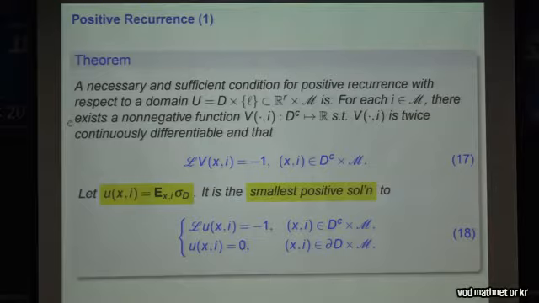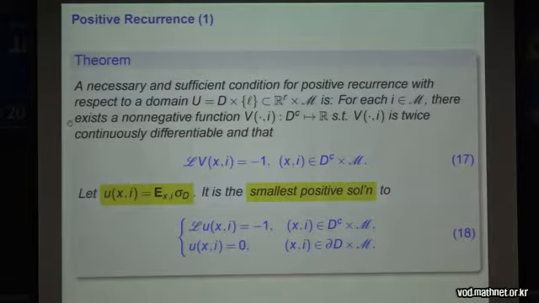What else can you say? Suppose U is equal to the expected value of the time to reach this open set. Then U satisfies the following Dirichlet problem. In fact, not only is it a solution of the Dirichlet problem, but it's the smallest positive solution. So that characterizes it in a very precise way.